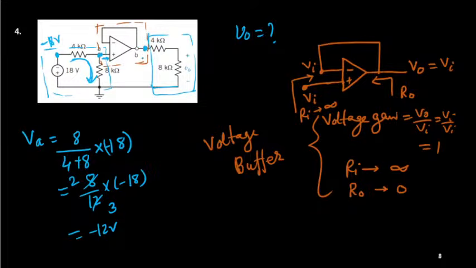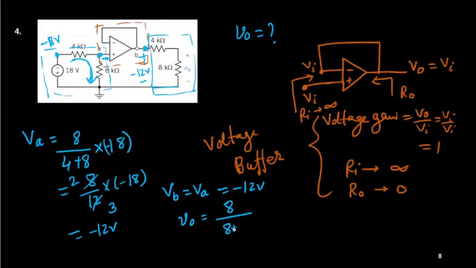So what is VB? VB is the same as VA, because I have said that this output is the same as the input, since it is a voltage buffer. So that is also minus 12 volt. If this potential is again minus 12 volt, now we can find out V naught. It's a potential divider circuit. So what is V naught? Again one more potential divider circuit. Same thing, 8 upon 8 plus 4 times this minus 12 volt.